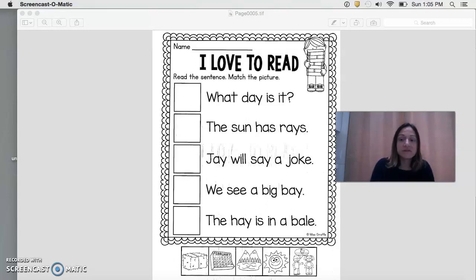Underneath, you also see some pictures. Try to match the pictures with the sentences by writing 1 for picture 1, 2 for picture 2, 3 for picture 3, 4 for picture 4, and 5 for picture 5. You can do that if you want. You don't have to. Try to have some fun.